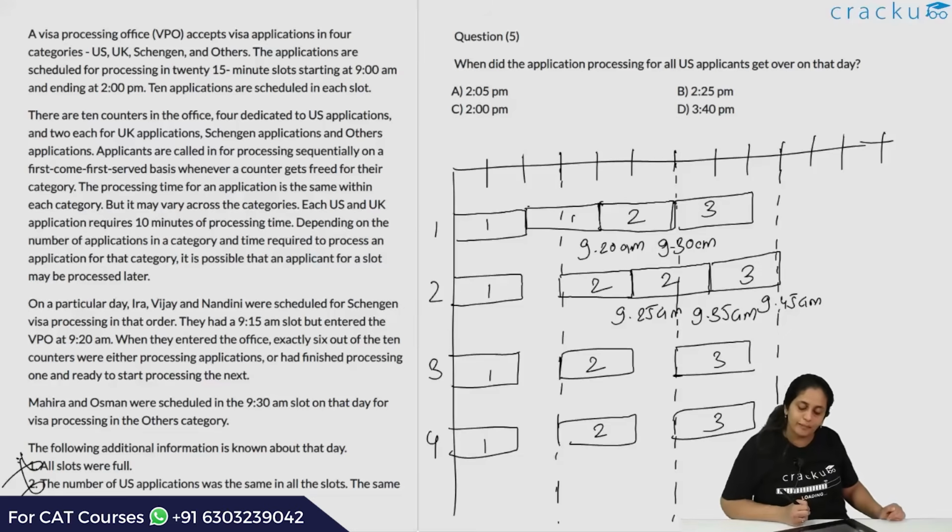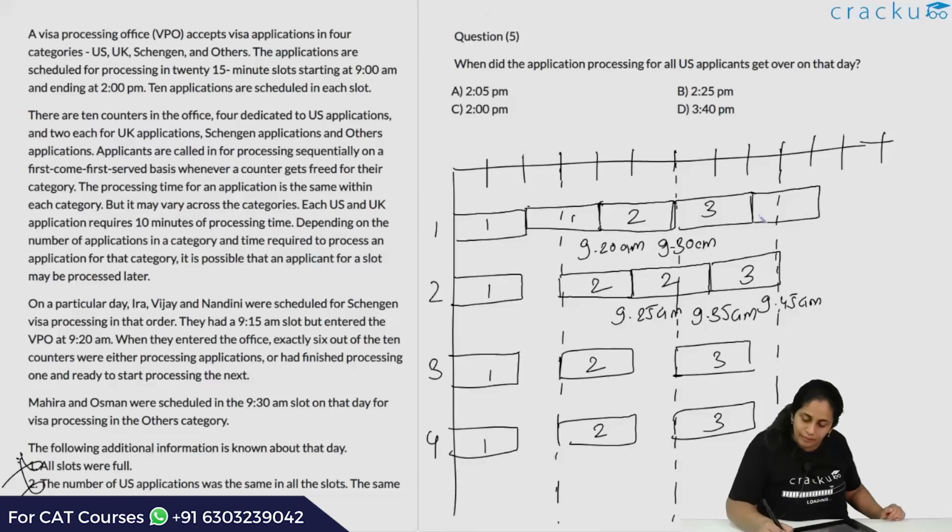Where will the fifth applicant from the third slot be put? I'll put him over here. Okay. So his work will be done by, this is 9:30, 9:40, his work will be done by 9:50 a.m. This is the third slot.